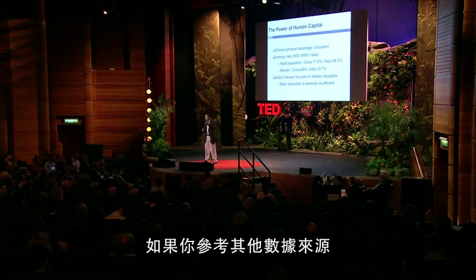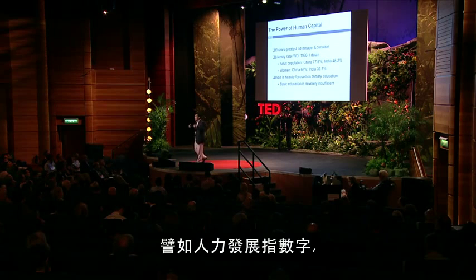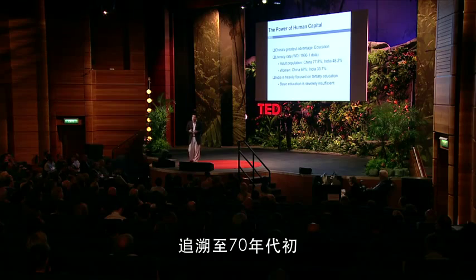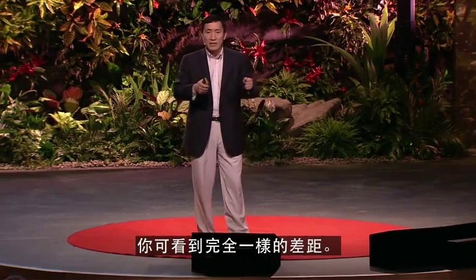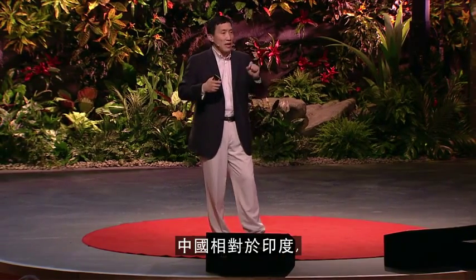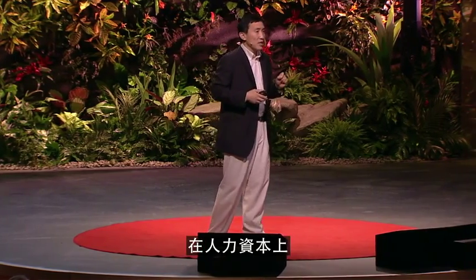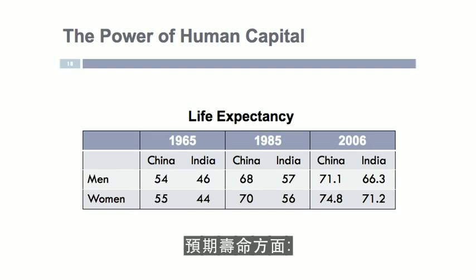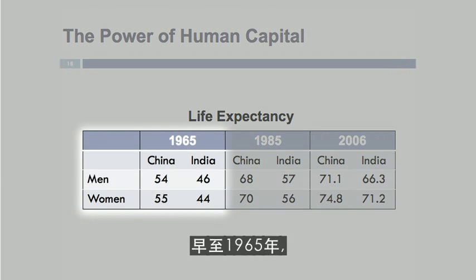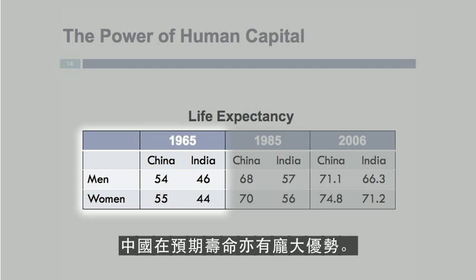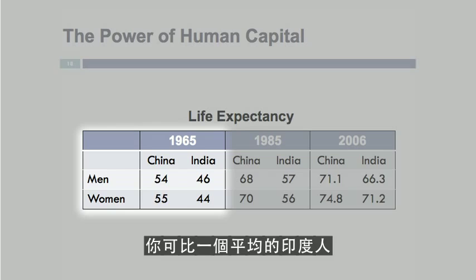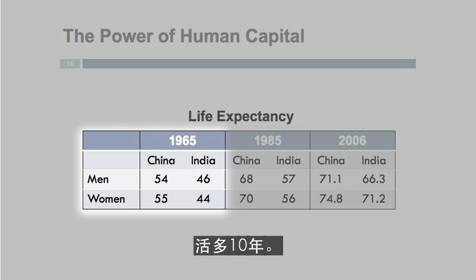If you go to other sources of data, such as the Human Development Index, that data series goes back to the early 1970s, you see exactly the same contrast. China held a huge advantage in terms of human capital vis-à-vis India. Life expectancy, as early as 1965, China had a huge advantage in life expectancy. On average, as a Chinese in 1965, you lived 10 years more than an average Indian.